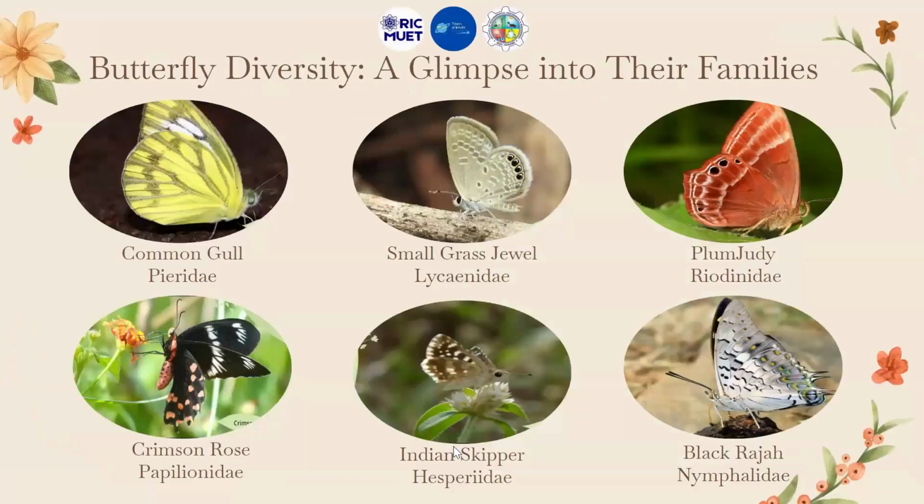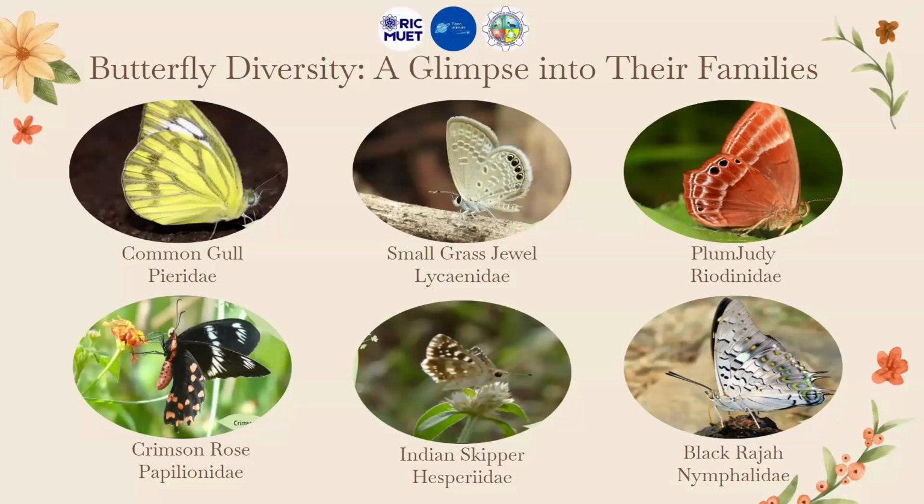So next slide. Yeah, these are the beautiful families of our butterflies. First is the Pieridae family. The Pieridae family are also known as whites and yellows, and they are characterized by their simple, often white or yellow wings. They are also common in Pakistan, and one of the common types is the common gull.